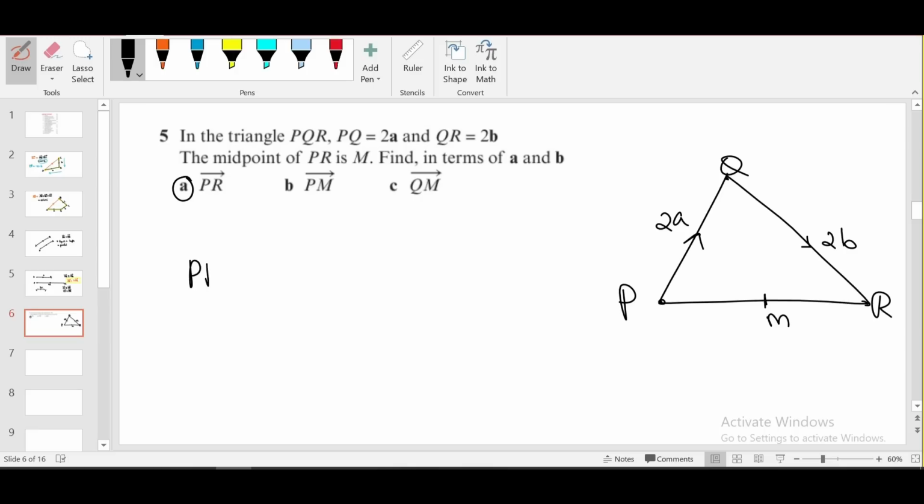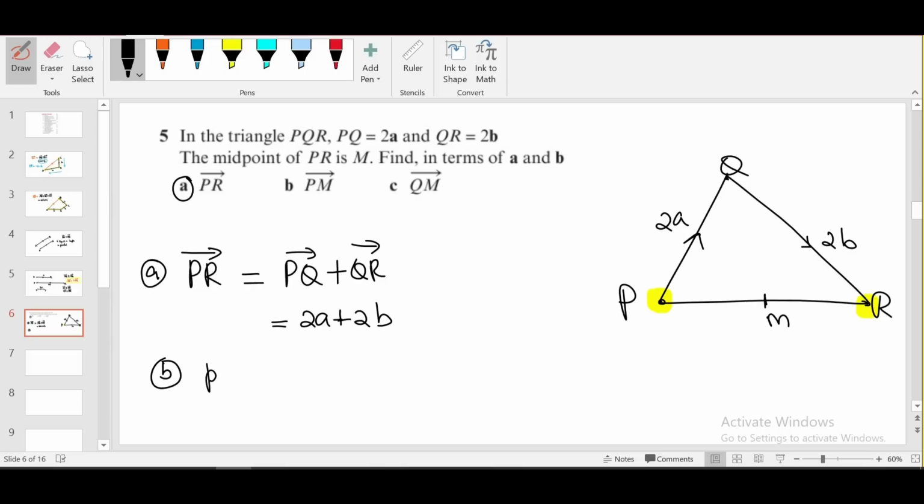How do you find PR vector? Can you tell me? One second, I'm just drawing it out. To find PR, you start from P and reach R. So you could just do 2A plus 2B. Yes, write using vertices first. PQ plus QR is equal to 2A plus 2B, or if you want you can take out 2 as a common factor, otherwise leave it as it is. Both are correct.